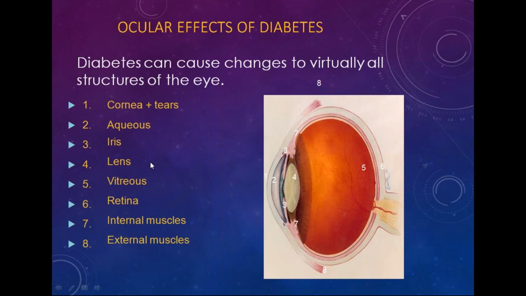Lens, there will be formation of diabetic cataract due to increase in the refractive index. The lens imbibes more fluid and there will be increase in the refractive index of the lens and myopic shift. And vitreous. Retina, you know, non-proliferative diabetic retinopathy and proliferative diabetic retinopathy. Extraocular muscles, there will be paralysis of the extraocular muscles leading to squint and diplopia.